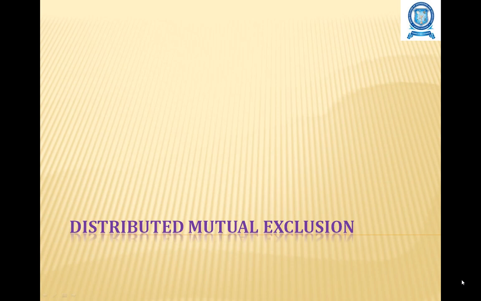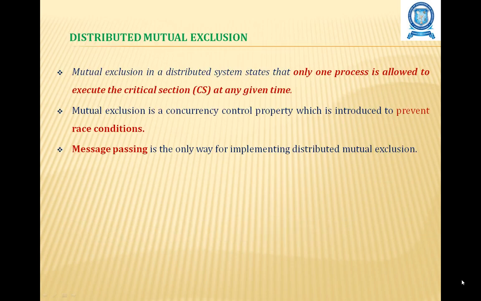Next we see what is meant by distributed mutual exclusion. Mutual exclusion is a fundamental problem in distributed computing systems. Mutual exclusion in a distributed system states that only one process is allowed to execute the critical section at any given time. It is the requirement that a process cannot access a shared resource while another concurrent process is currently executing in the same resource.